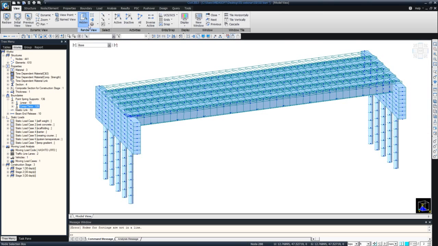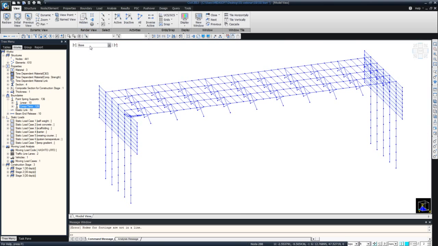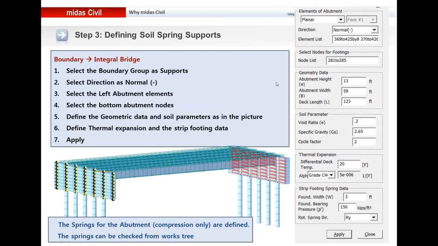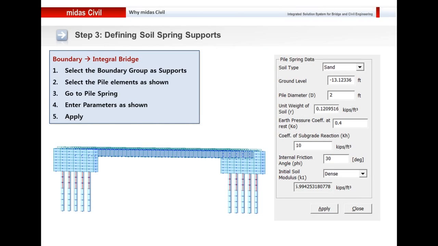Once again, you can change the view from 3D to 2D by clicking on this option, and then you can easily select all the abutment elements and whatever type of elements you want to select. Okay, now let's move ahead and see how we can apply the pile spring supports. So this is the tutorial that you have to follow.